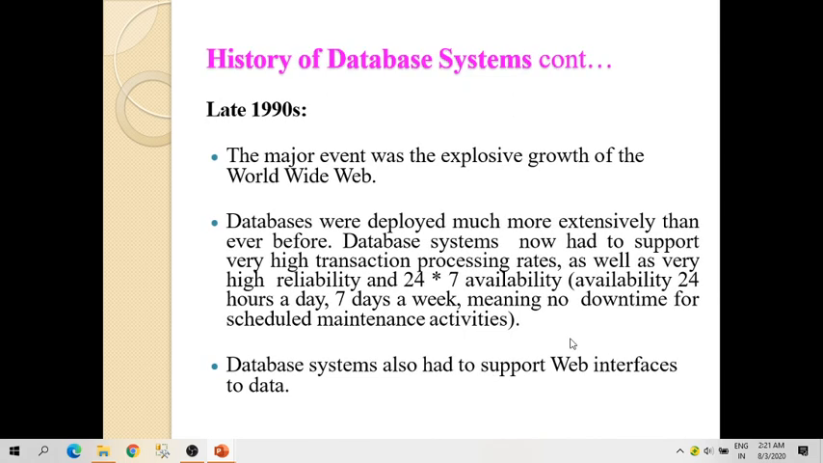So the major event was the explosive growth of the World Wide Web. Databases were developed much more extensively than ever before. Database systems now had to support very high transaction processing rates as well as very high reliability and 24/7 availability. And these systems also support web interfaces to data.